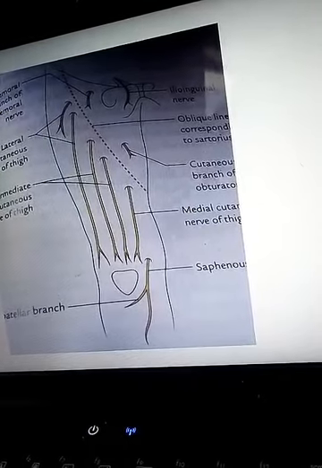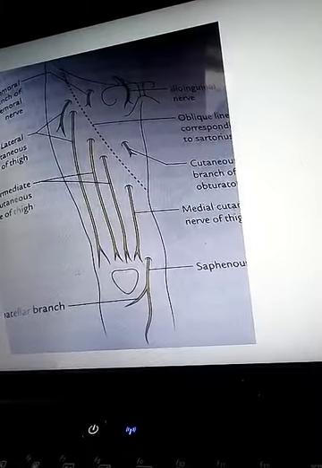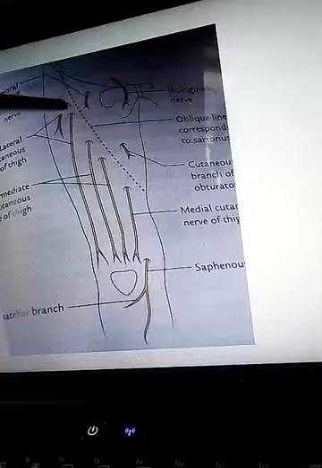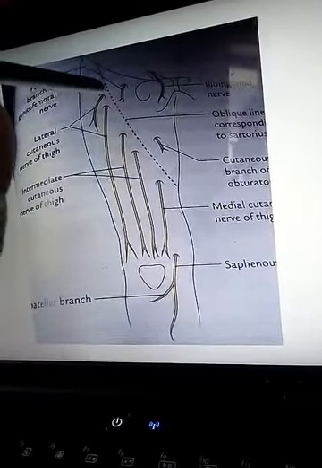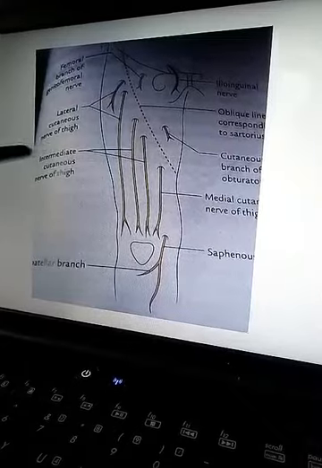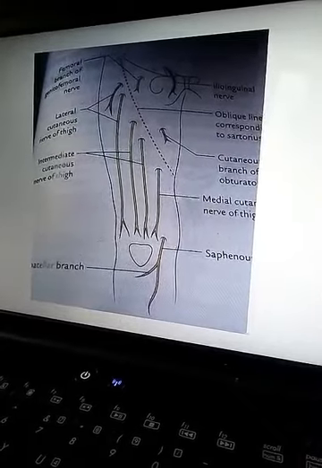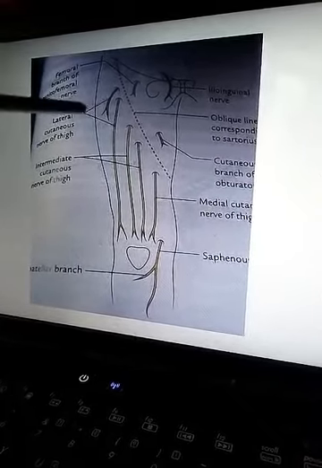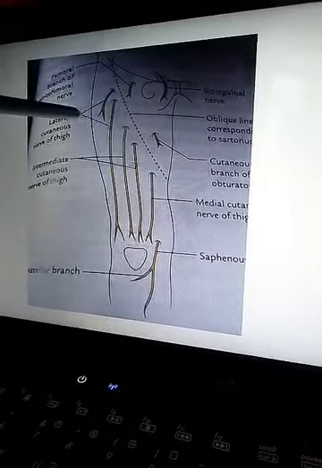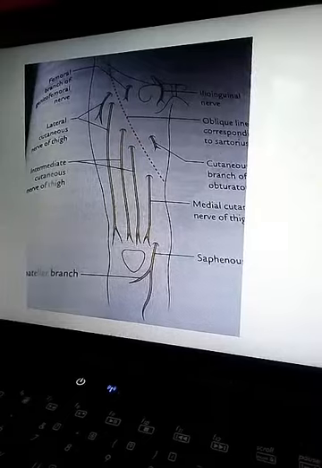Now this lateral cutaneous nerve of the thigh is sometimes compressed as it passes through the inguinal ligament, causing pain and paresthesia in the upper lateral aspect of the thigh, leading to a clinical condition called meralgia paresthetica.